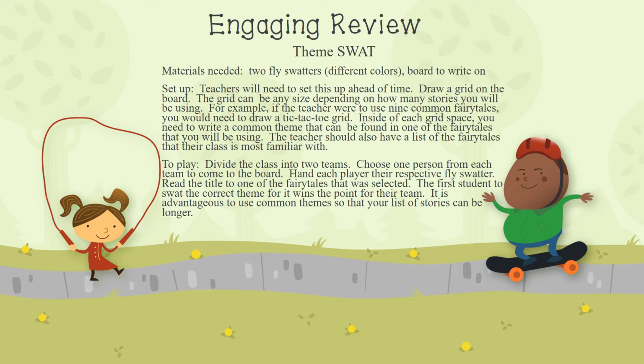In order to play, divide the class into 2 teams. Choose 1 person from each team to come to the board. Hand each player their respective colored fly swatter. Read the title to one of the fairy tales that was selected. The first student to swat the correct theme with the fly swatter for it wins the point for their team. It is advantageous to use common themes so that your list of stories can be longer. Thus, your gameplay can be longer.